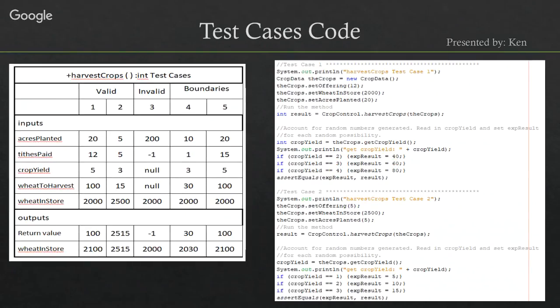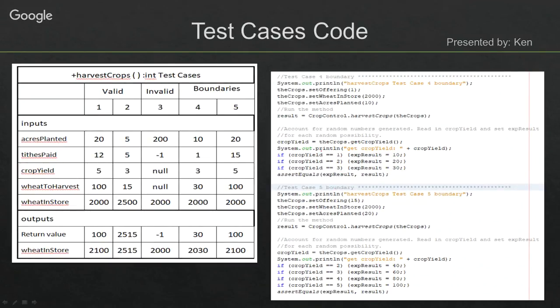Ken, I like what you did there because this is actually more thorough than just forcing the crop yield to what you had over here, 5, because you can run the test many times, and for every random number it can generate, you have an expected result. So, exactly. Yeah, and so it comes back as true or tested positive each time. So right, that's perfect. Here's just the other cases for my boundaries as well. So, yeah, that's the last part of the harvest crops.